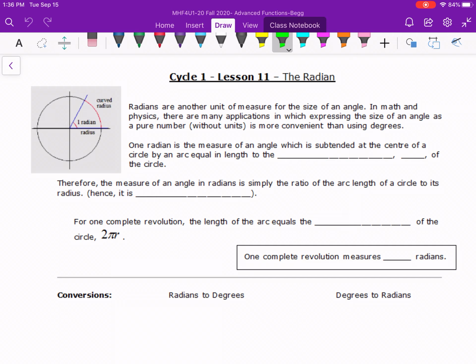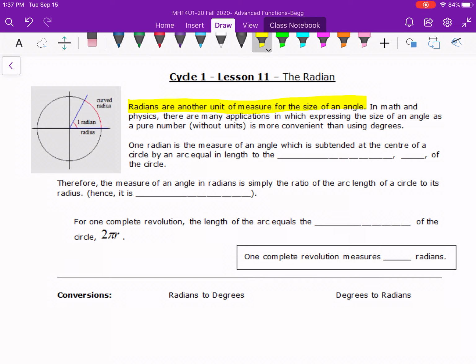Up till now, you've been familiar with using degrees to measure angles. Now we're going to use something called the radian. Radians are another unit of measure for the size of an angle, right? So instead of saying something is 180 degrees, as we used to say, we might say that something is 3.14 radians.